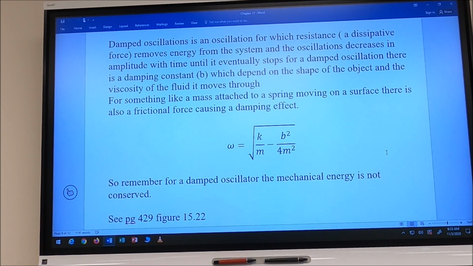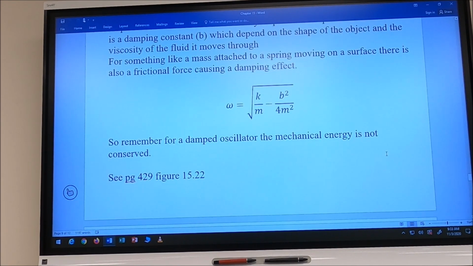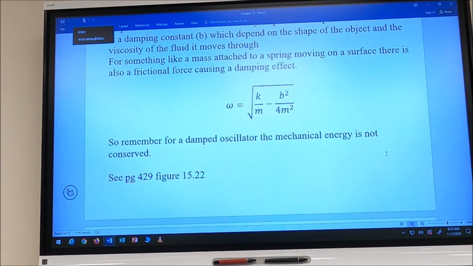The angular frequency then of a damped oscillator is the square root of k over m minus b, the dampening constant, over 4m squared. Okay? So remember that for a damped oscillator, the mechanical energy is not conserved. So let's look at figure 4.29, on page 4.29. You should scroll down and it should be there.